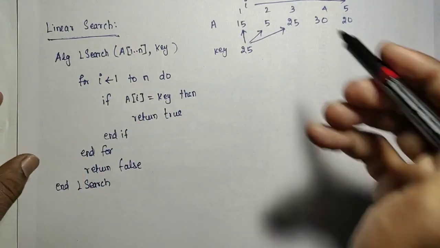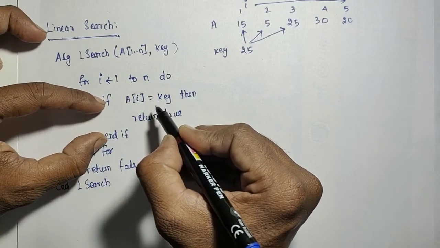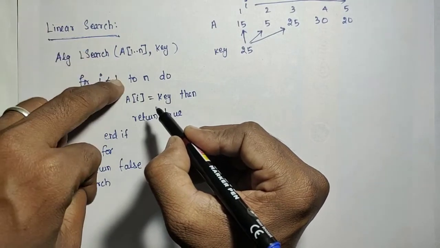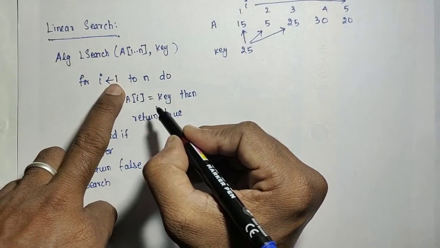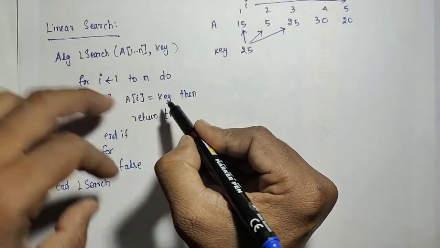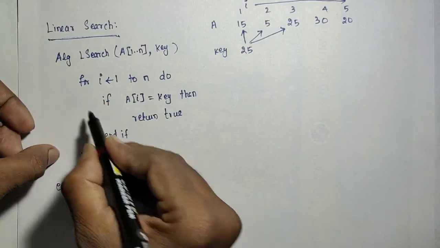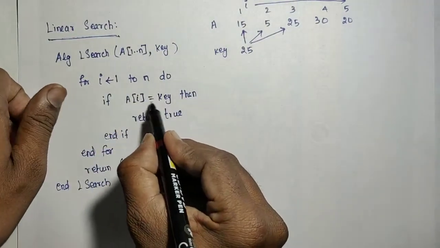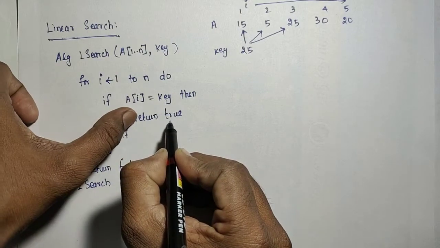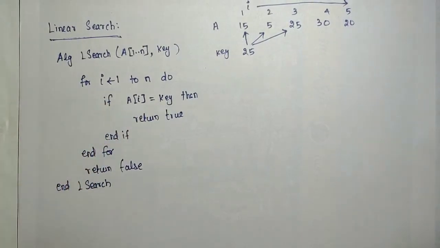So in this algorithm, for i equal to 1, the condition is false. False means this if will not get executed, and the next iteration will execute. For i equal to 2, the second element will be compared. Again, this content will not get executed. For i equal to 3, the comparison is true, so this content will get executed. So it returns true, returning to the caller.